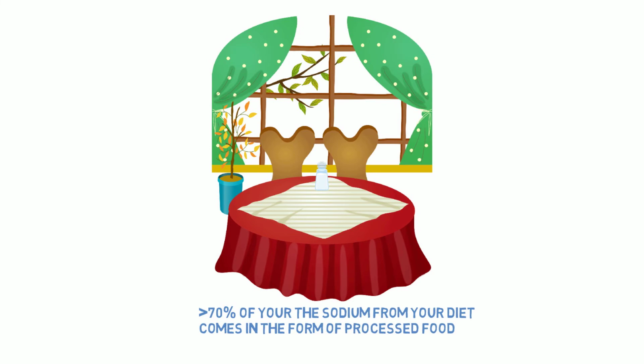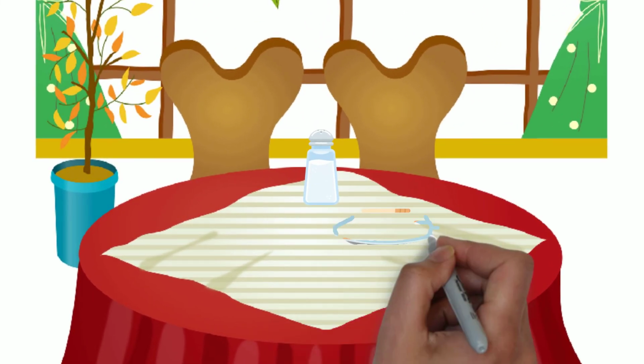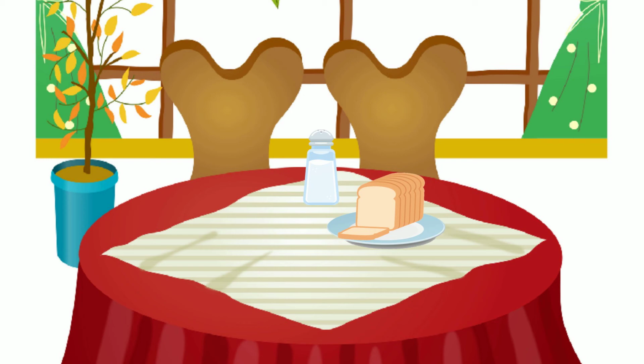Even foods that don't taste salty can add up as major sources of daily sodium because they are consumed so much. For example, one slice of bread can contain from 80 to 230 milligrams of sodium, and a slice of pizza can contain between 370 and 730 milligrams.